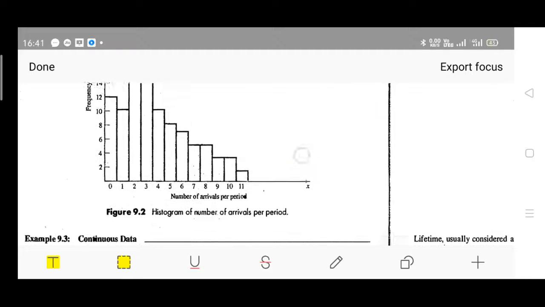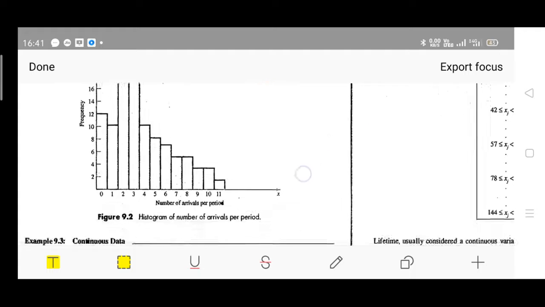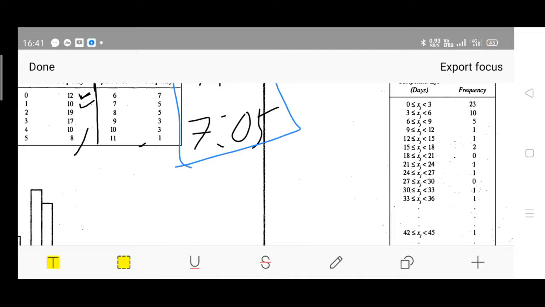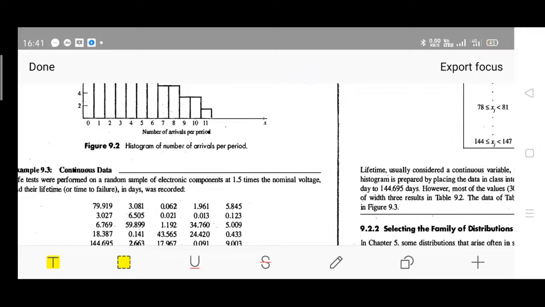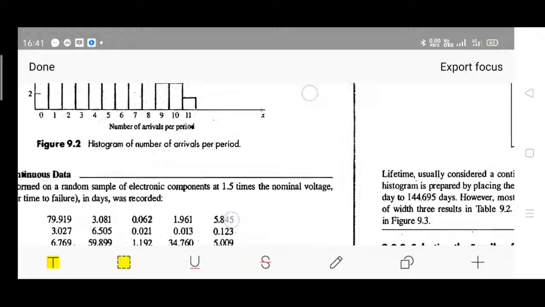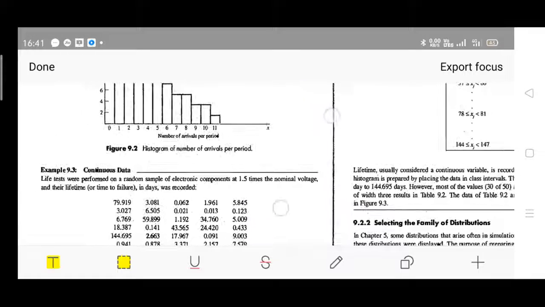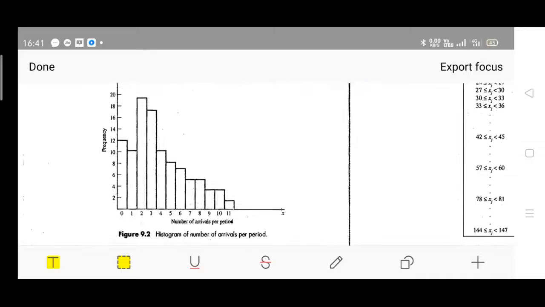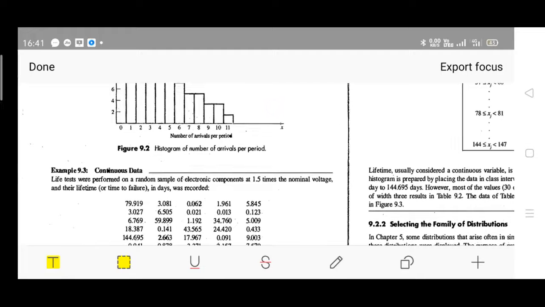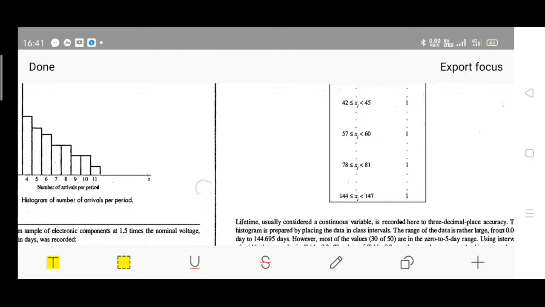Okay, that is the plotting of the histogram concept. Let us continue our discussion by considering a different example. Here is the histogram of the number of arrivals per period, as you can see clearly. This is the discrete data. Later let us discuss the continuous data, plotting the histogram for continuous data.